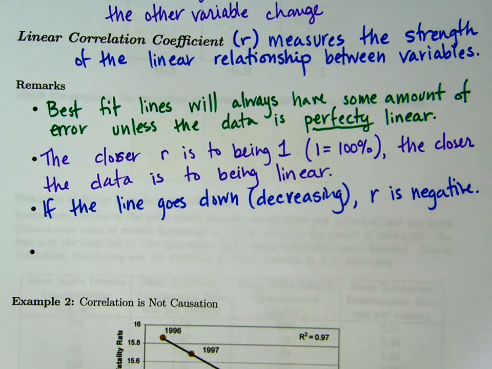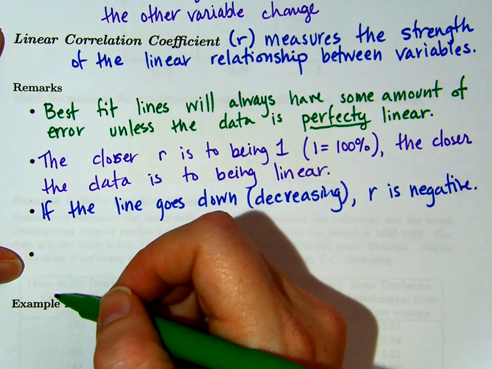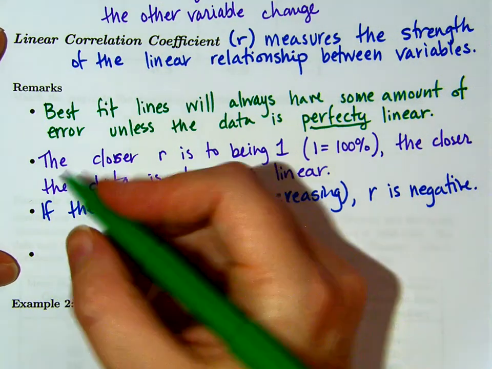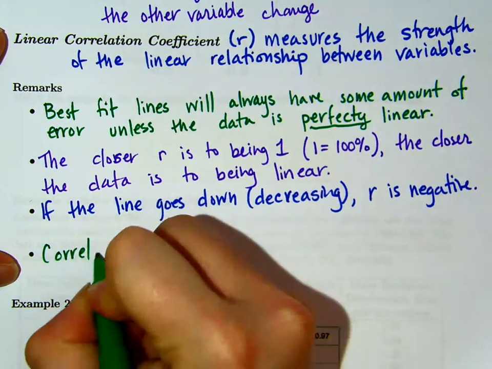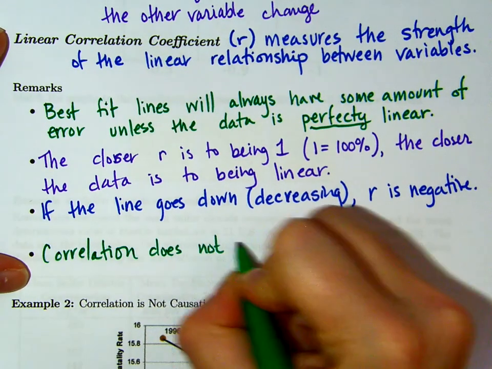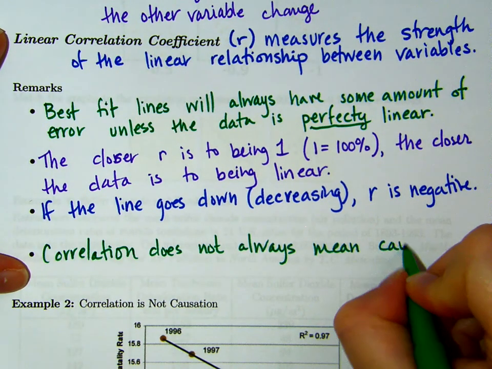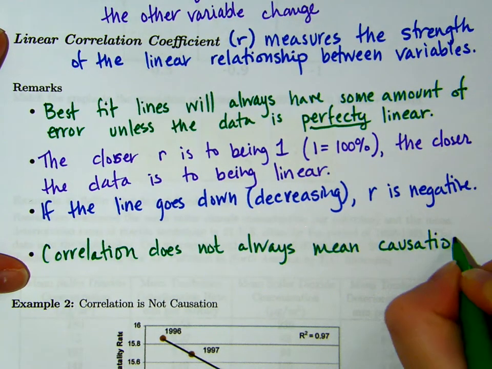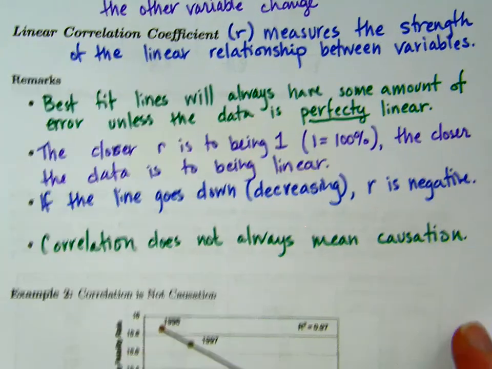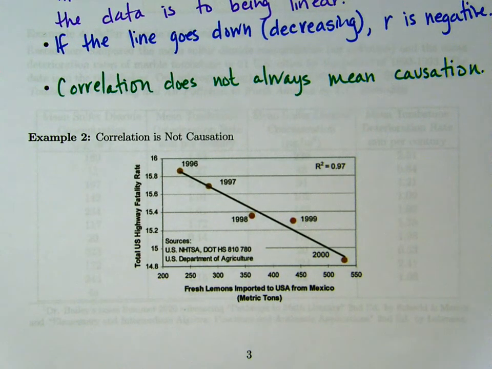And my last remark is that correlation does not always mean causation. Okay, and I'm going to show a quick example of this before ending this video. Example 2 says correlation is not causation. They are not the same. That's why we have two different words for them.